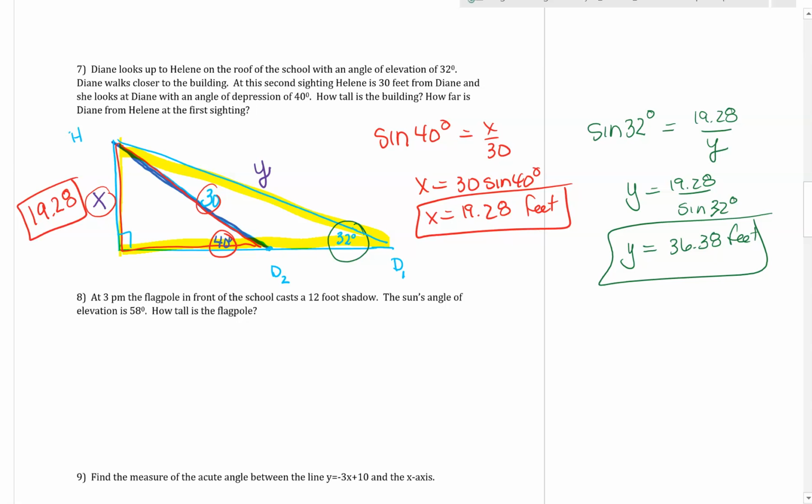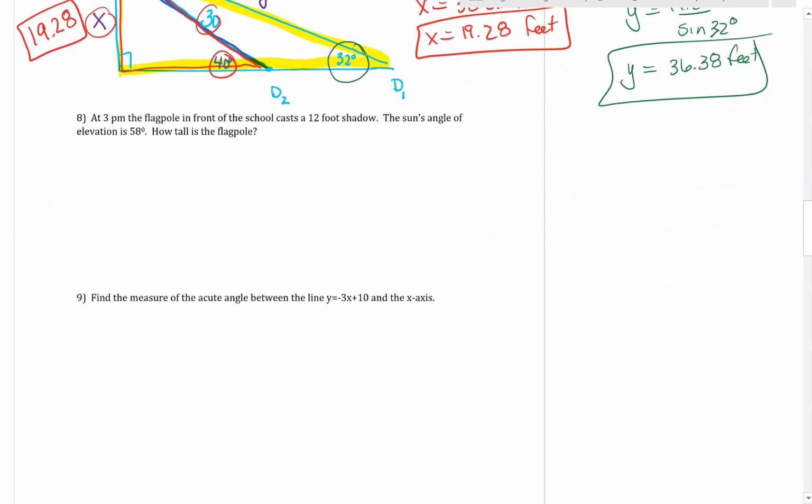Okay, let's take a look at number 8. See if you could pause the video and draw a picture to describe number 8. All right, so we have a flagpole. This would be the flagpole right here. That's a flag. Notice at 3 p.m., I don't know if that's really very important, but we know that we have a 12-foot shadow and that the angle of elevation is 58 degrees, and we're trying to find x, the height of the flagpole.